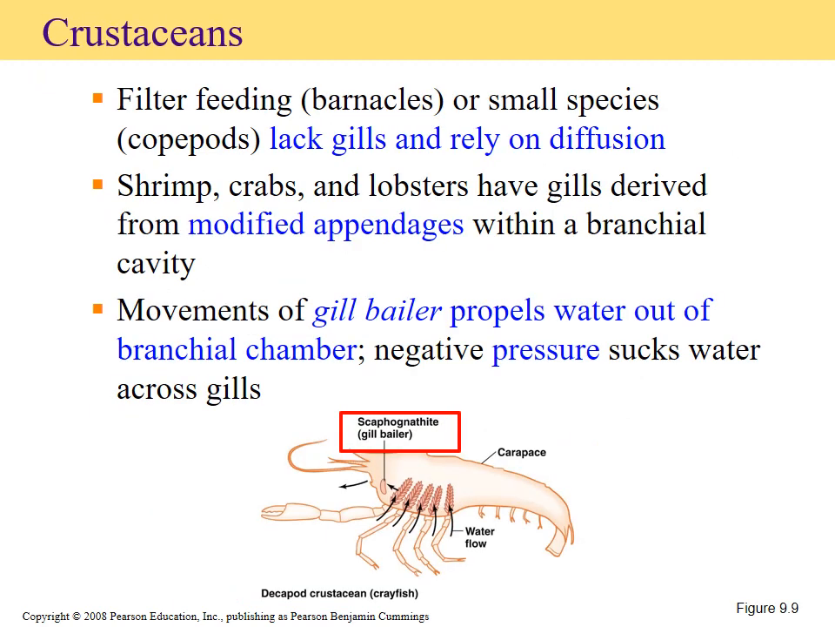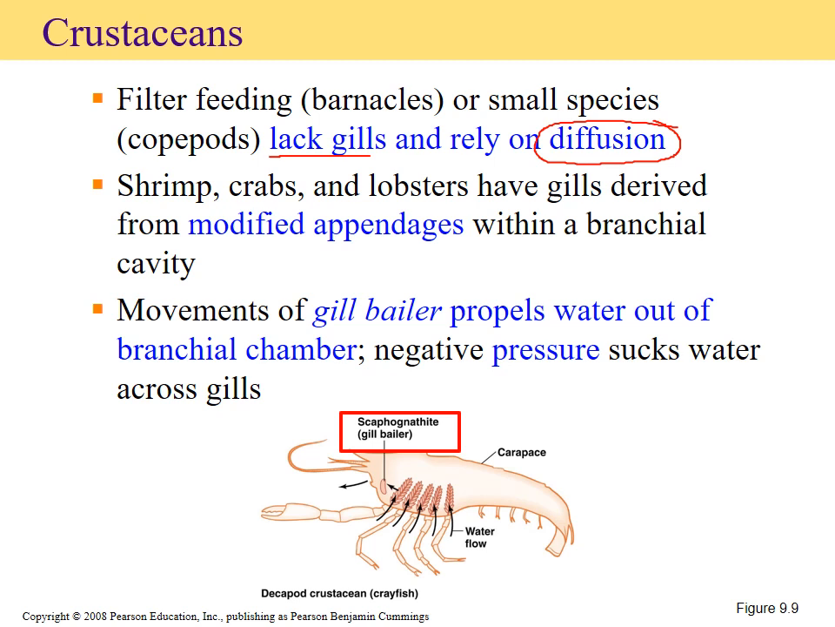For the crustaceans, we can take a look at, let's see, shrimp, barnacles, copepods, and what we see happening here is we are going to start off with our filter feeders, the barnacles, as well as some of the smaller species. They do not have gills, which means their only option will rely on diffusion. So interacting with the environment to get the gas to move down the concentration gradient.